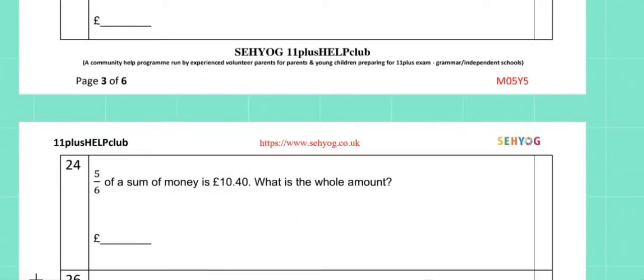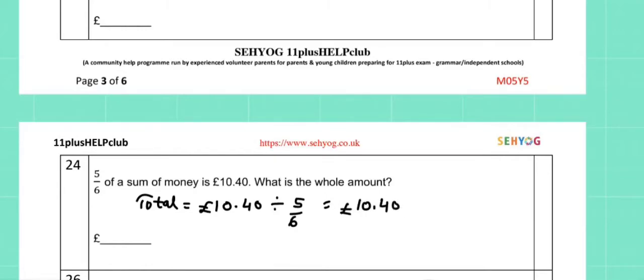Now, 5/6 of a sum of money amounts to 10.40 pounds. So the fraction 5/6 itself is given. To find the total, we have to divide the amount by the fraction that it stands for. So divided by 5/6, which is equal to 10.40 times the reciprocal, that is 6/5. So 10.40 divided by 5, we will calculate.